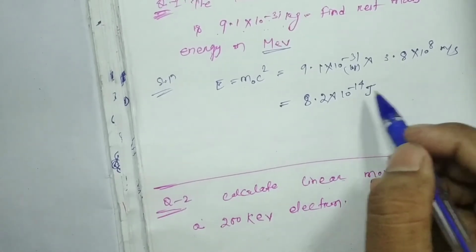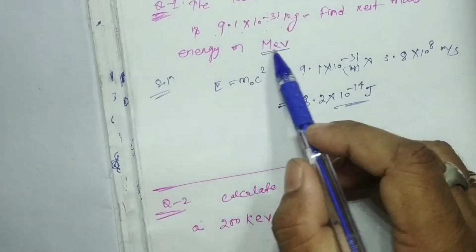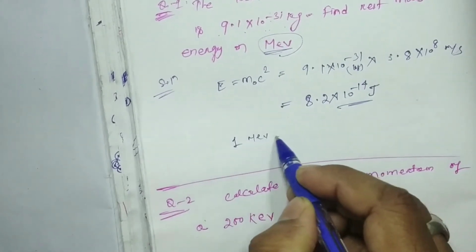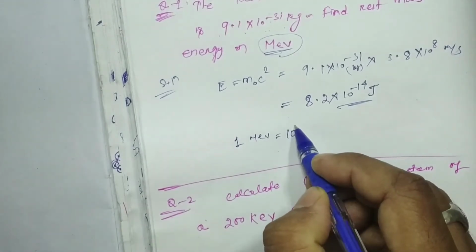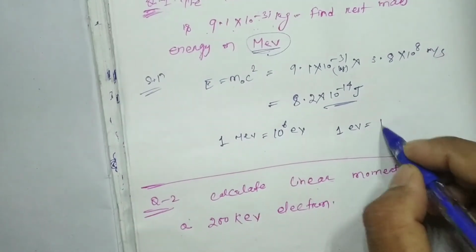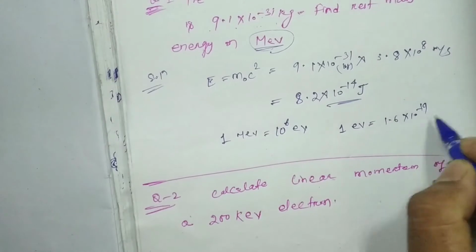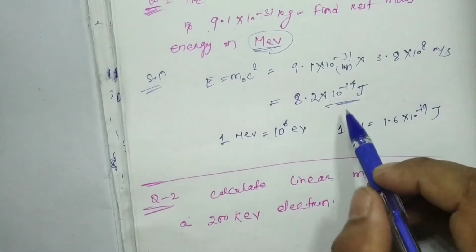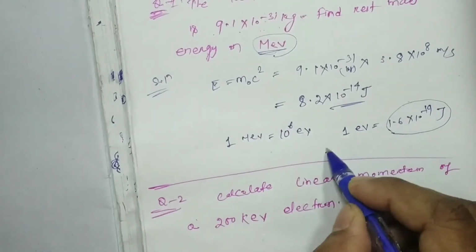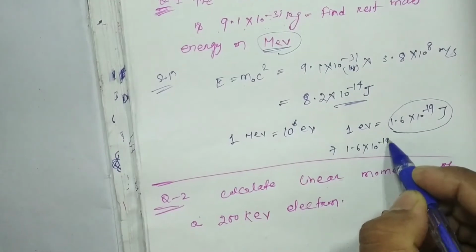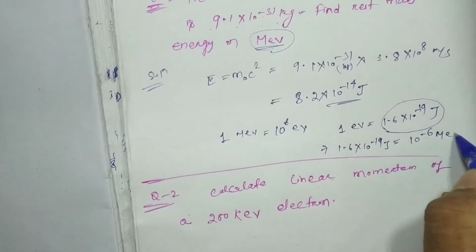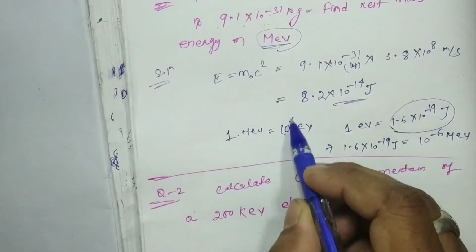In this, joule has to be converted into mega electron volt. You know that 1 mega electron volt is 10 to the 6 electron volt, and 1 electron volt is 1.6 times 10 to the minus 19 joule. That implies 1.6 times 10 to the minus 19 joule equals 10 to the power minus 6 mega electron volt, since 1 mega electron volt equals 10 to the 6 electron volt.